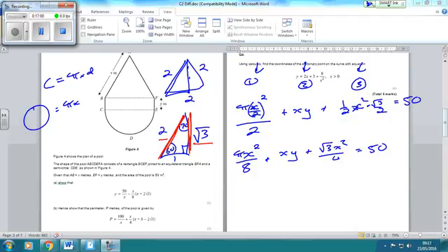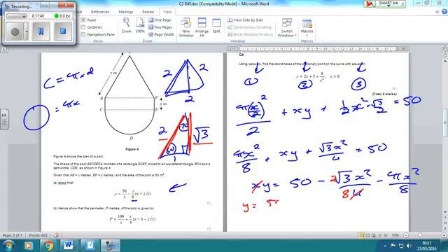And what they've then got is they've rearranged that to get y. So let's take everything else onto the other side. So we've got xy equals 50 minus root 3 x squared over 4 minus pi x squared over 8. Now we can see here that they've taken 8 outside, so I'm going to change this to 8 and put 2 on the top, so 2/8 is the same as 1 over 4.